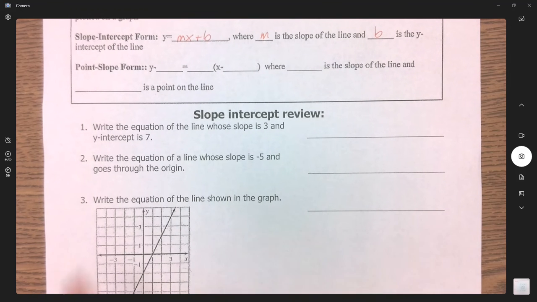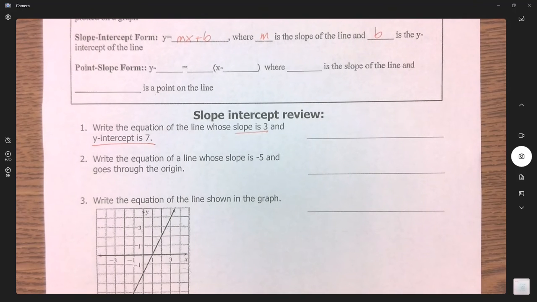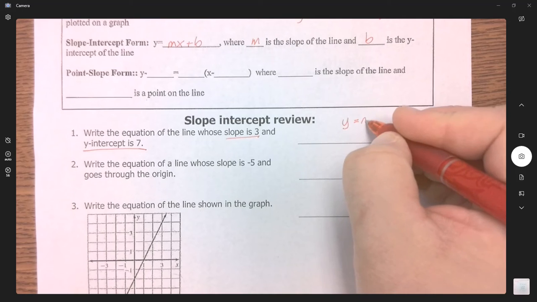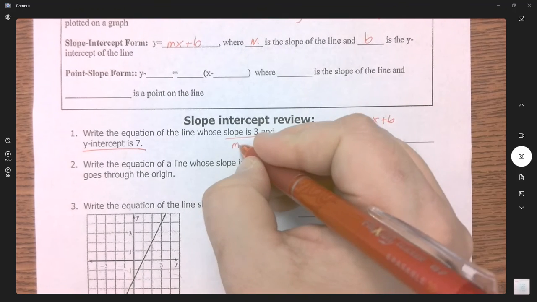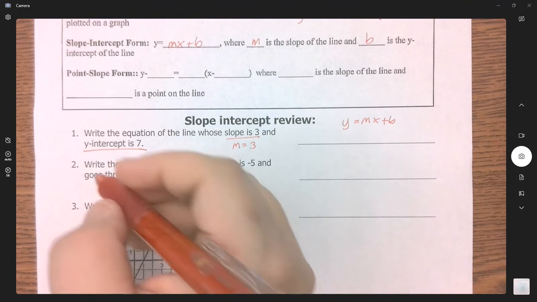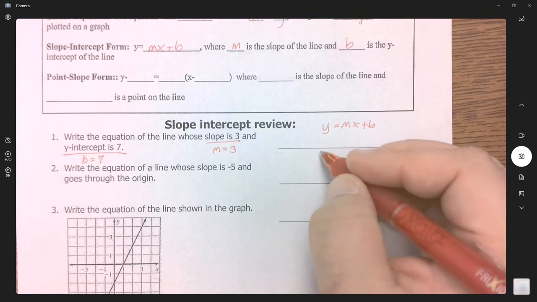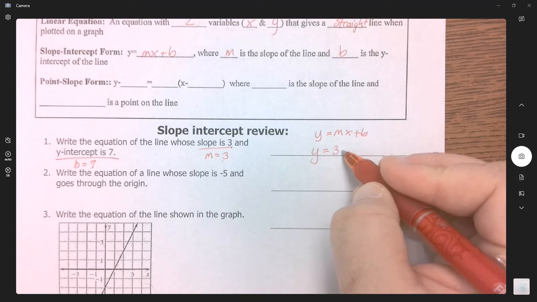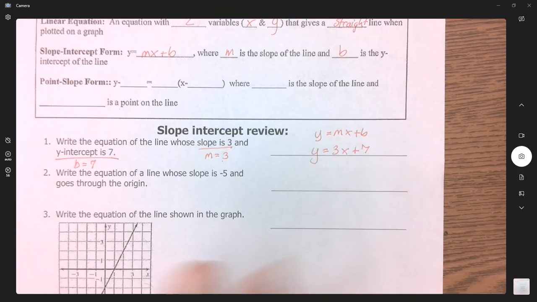Write the equation of a line whose slope is 3 and y-intercept is 7. Remember that our slope-intercept form of a line is y equals mx plus b. They've given us m is equal to 3, our slope, and b is equal to 7, our y-intercept. So to write this equation, we always start with y equals, and our slope of 3 goes in front of the x, our b goes at the end. It's positive, so it'll be plus 7. You can go ahead and do number 2.